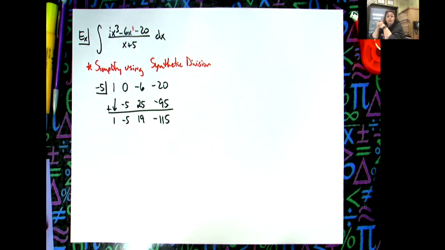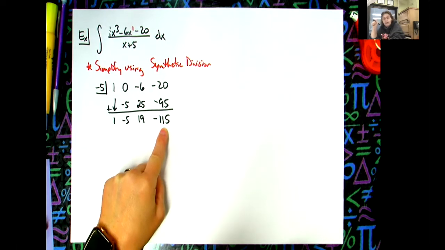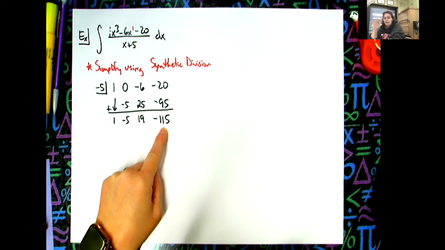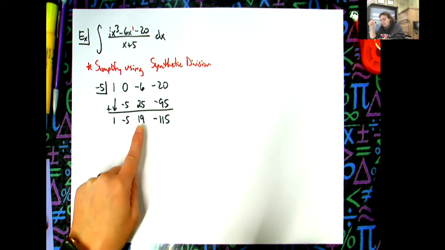All right, now when we were doing the rational root theorem and we were trying to factor it, we wanted a 0 for a remainder. Okay, now we don't care. All right, it's okay. This is the remainder. This is your constant term.